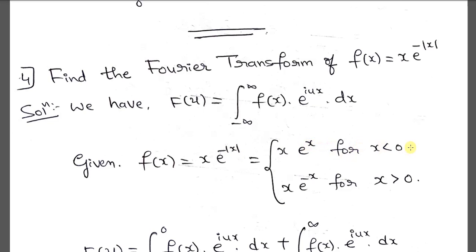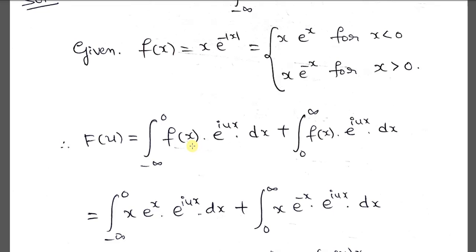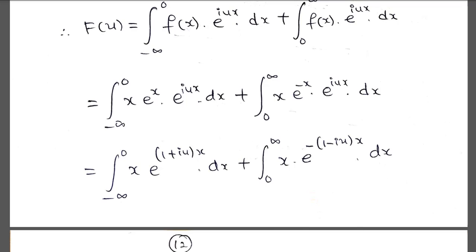So when x is less than 0, f of x is x into e power x. When x is greater than 0, no need to take minus, only plus, right? But outside we have minus, so plus into minus is minus. So when x is greater than 0, f of x is x into e power minus x. So we'll split the integral, since less than 0 means minus infinity to 0 and the remaining 0 to infinity. First case f of x is x into e power x, second case f of x is x into e power minus x. Since the bases are the same here, we can write this as e power 1 plus i u into x. Here also the bases are the same, we can write the second term as e power minus of 1 minus iu into x.